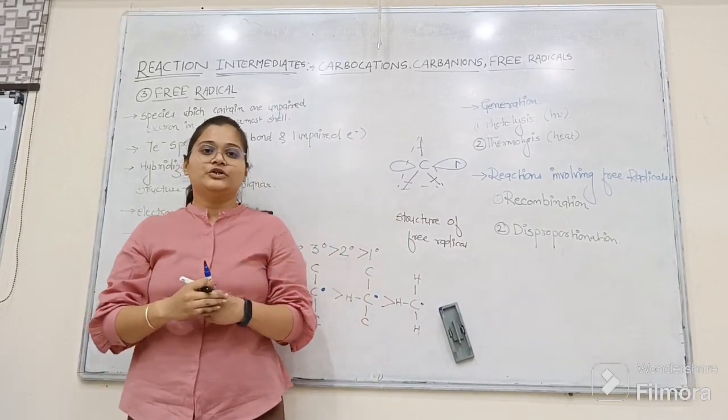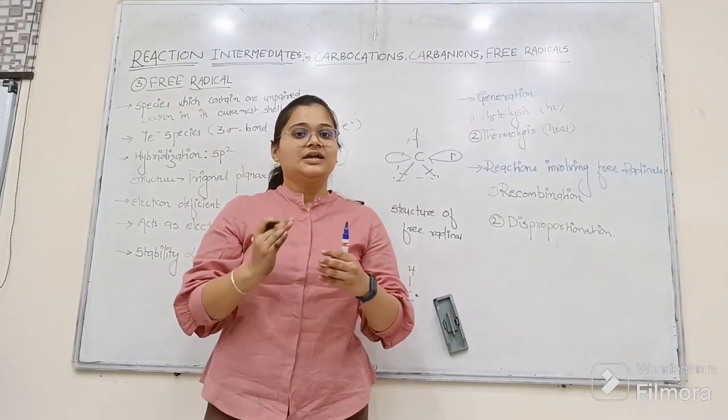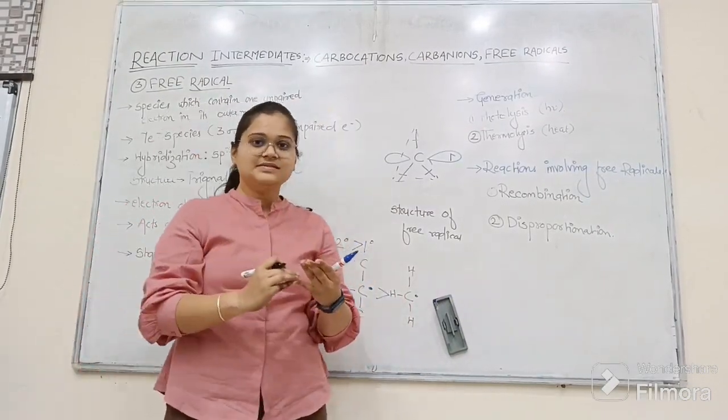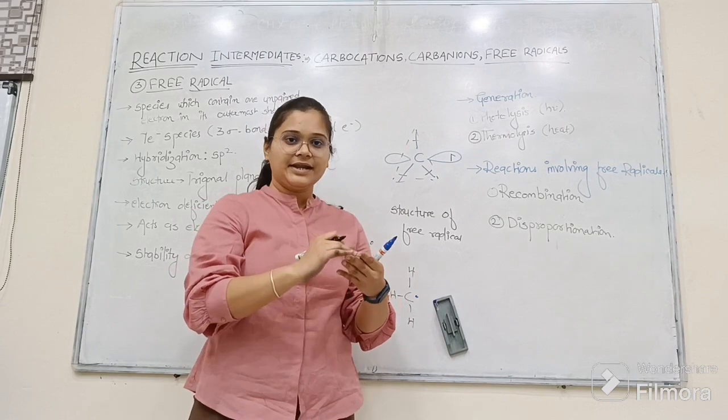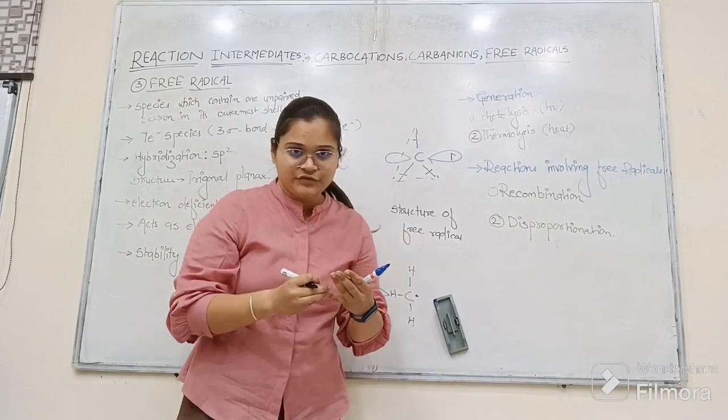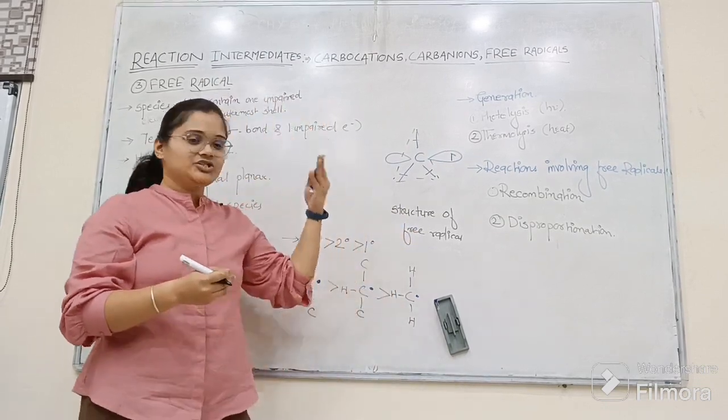So this was all about today's class, in which we have discussed carbocations, carbanions and free radicals, their characteristic features, structure, generations and reactions.